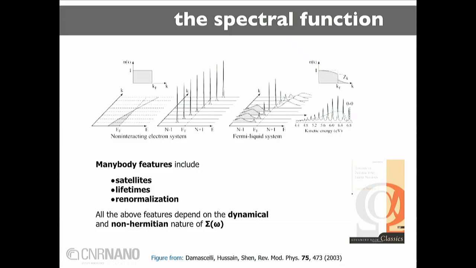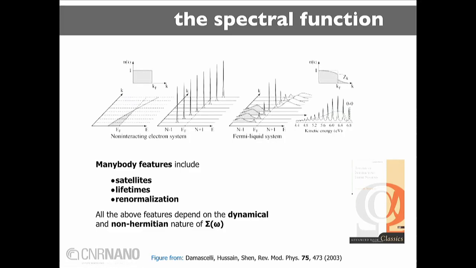So we have sharp peaks close to the Fermi level, then the farther we get from the Fermi level, the broader the peaks get, the more damped, and when we reduce the spectral weight, we also need to compensate, so we have extra structures that are the satellites. Good. All of these are intrinsic features that can already come out of the spectral function or the spectral density, and are due to the dynamical, so frequency dependence, and non-Hermitian nature of the self-energy.